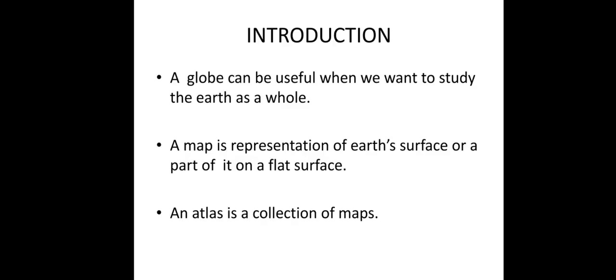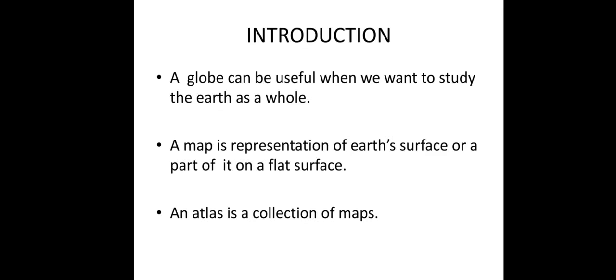So now we can define a map. A map is a representation of the earth's surface or a part of it. Part of it means, for example, India. In India we can even take the Tamil Nadu map. Like that, part of it on a flat surface. Yes, a globe is a spherical surface, so it is very tough to learn on a spherical surface.